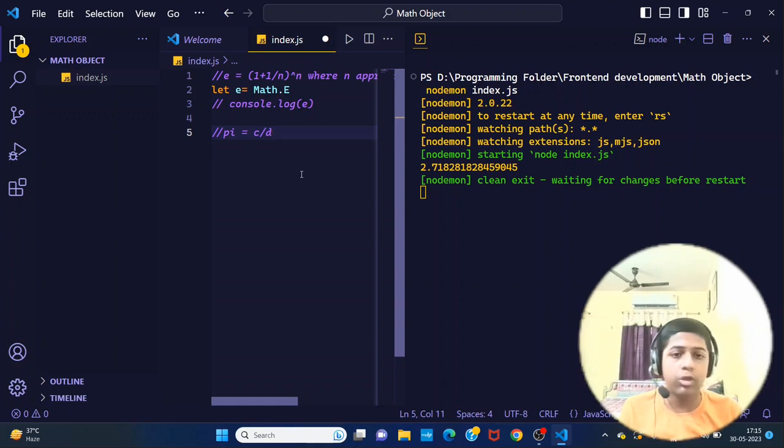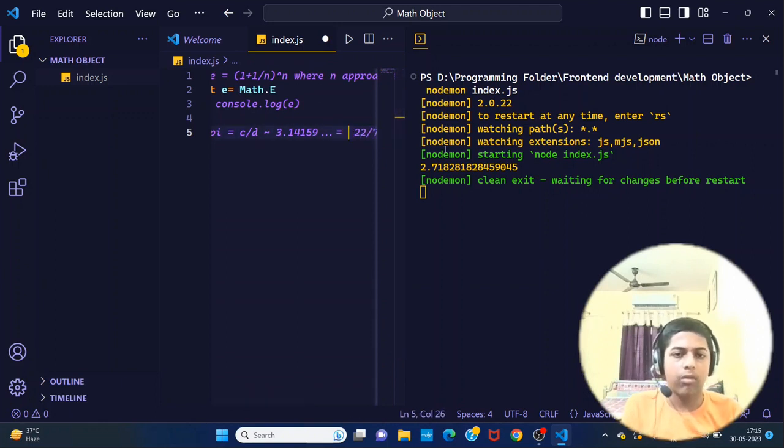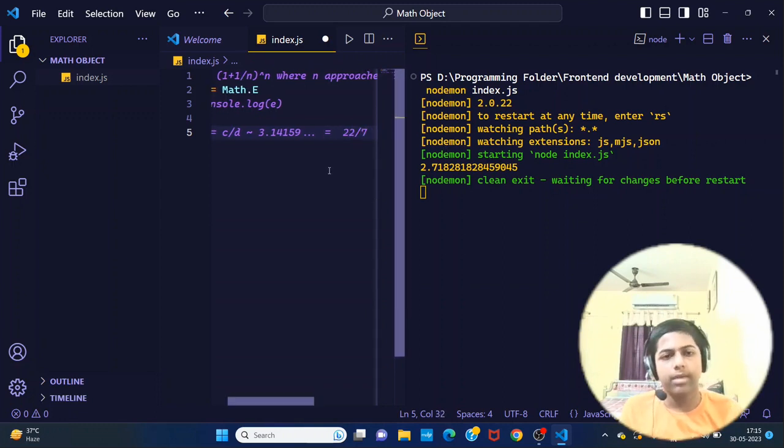Pi is the ratio of the circumference and the diameter, and the approximate value of pi is something like 3.14159, and that goes on to infinity. Similarly, the value of e is also irrational. It never ends, never terminates. The value of pi can be represented as 22 by 7 in fractional form. If you don't want to use Math, you can even use 22 by 7 as an approximation.